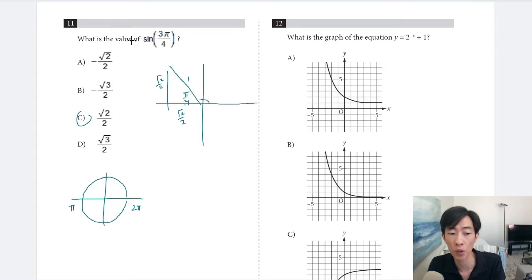So this is 3/4 of a pi, which is going to put me right over here. And this is half a pi. And this is therefore going to be 3/2 of a pi. And 3 pi over 4, as we said, it's a 45, 45, 90 triangle. So it's rad 2 over 2.